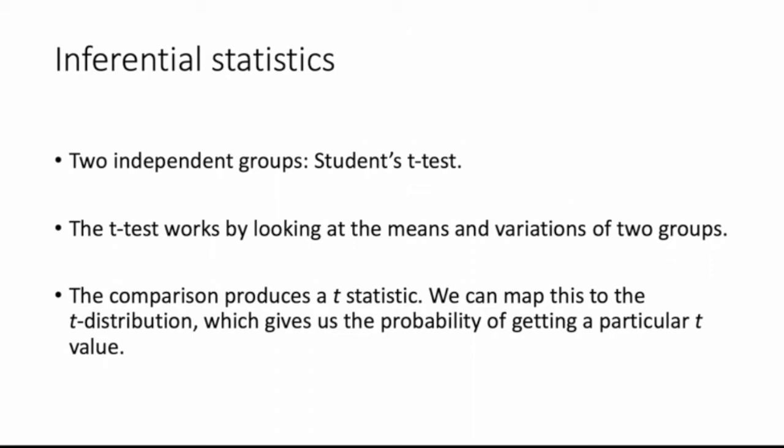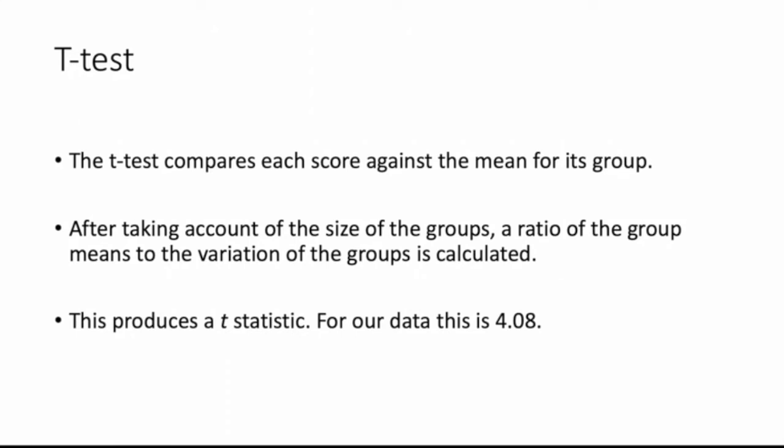What the t-test does, like I said, is look at the means and the variations between the two groups and compare them. In comparing them, it produces a t-statistic, or t-value, which will then map onto a t-distribution. This t-distribution tells us the probability of getting this particular value. Just to keep it very abstract, the t-test compares each score of our data set against the mean for its group: each score from kimchi eaters against the mean of kimchi eaters, and each score of kimchi abstainers against the mean of kimchi abstainers, and then produces this t-statistic.